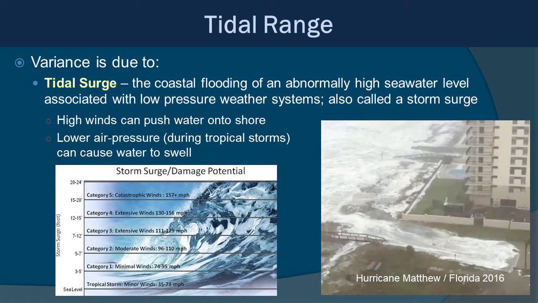Now, this can be a couple of things. First of all, the high winds can push water on shore, and also low air pressure can allow the tide to come up a little higher than normal. And this, again, occurs during these tropical storms. The picture on the right is actually of Hurricane Matthew in Florida in 2016, which had a particularly high tidal surge going on as well. And of course, the higher the category of storm, the more of this you'll see.